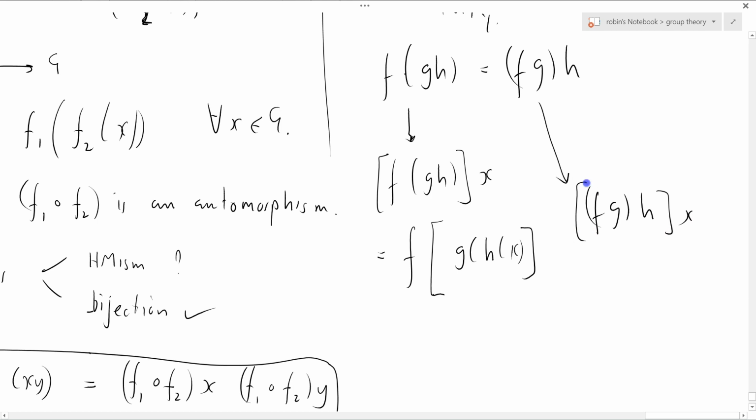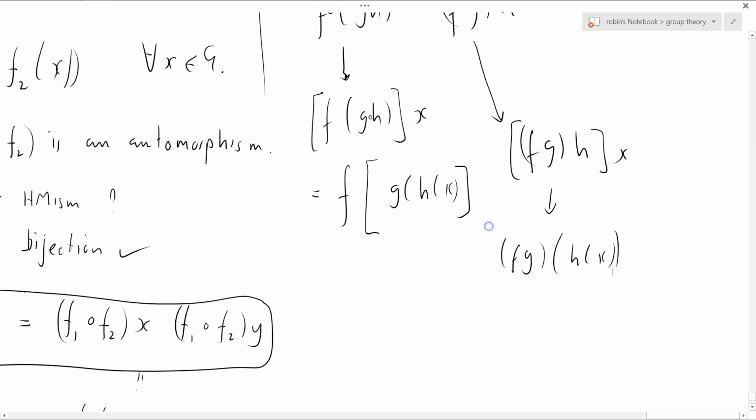I should be writing these circles in here to mean group composition. I don't have to write them in, but they've all gone from that. What's that one? Well, that is fg of h of x, which by definition is f of g of h of x. So those two things are equal.